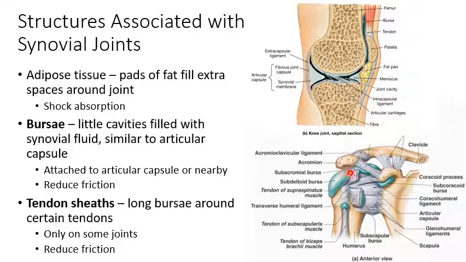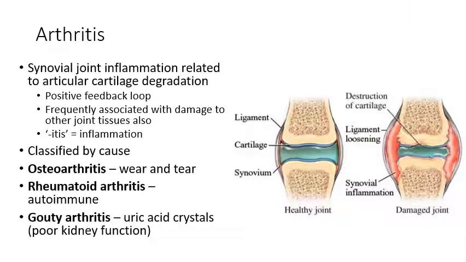Then these other pads are bursae located around the shoulder joint and in between the ligaments and tendons of the shoulder joint to reduce friction between them. So that basically covers the structure of our synovial joints and the structures around them that are needed to stabilize and protect them and reduce friction as they're moving.